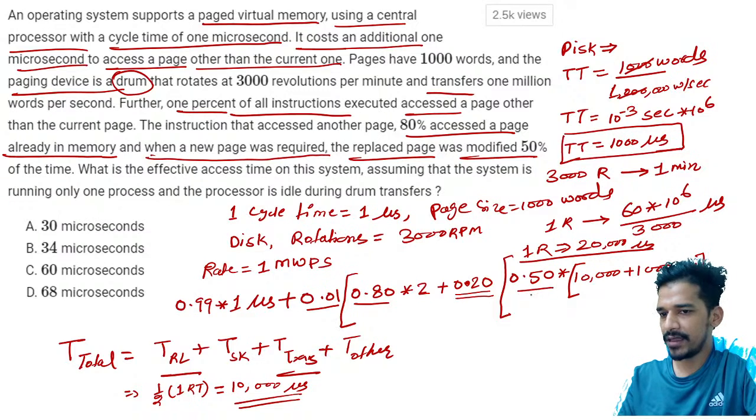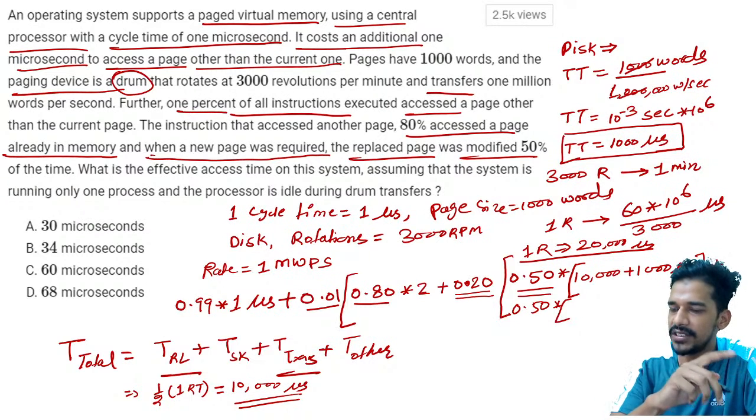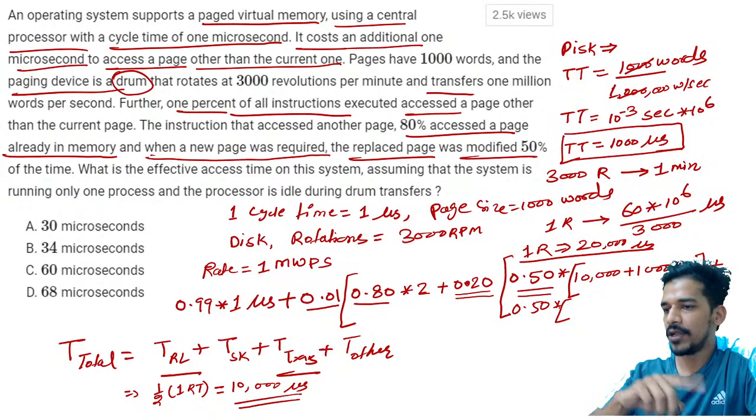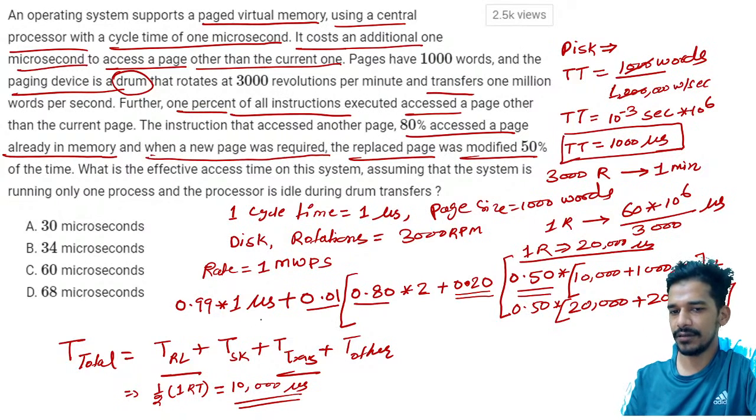So 50% of the time you will simply replace the page, that is 0.50, plus 50% of the time you will have to access the disk two times, because you have to copy the modified page from main memory into the disk. So this will become double, that means 20,000 plus 2,000 microseconds. So you will solve this complete equation. The equation is like this now.